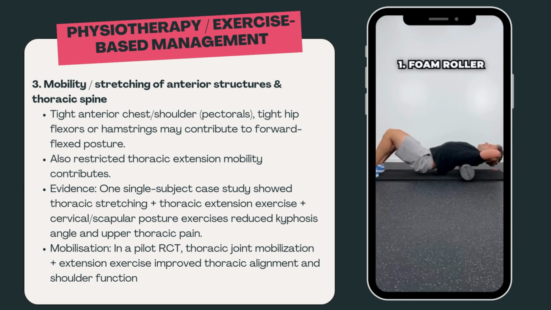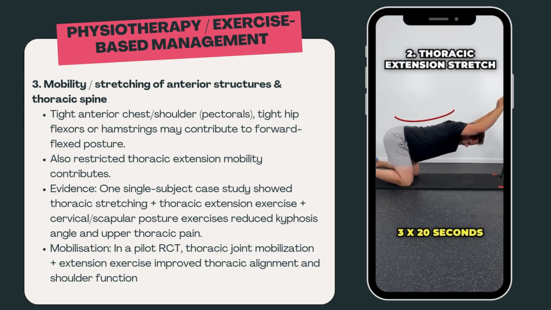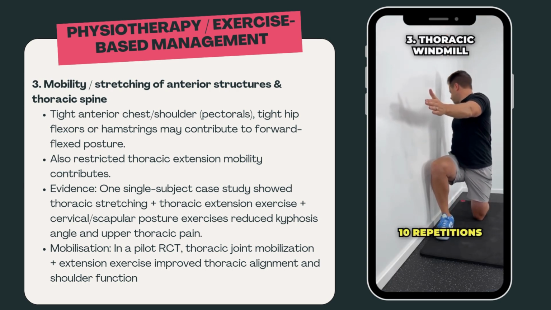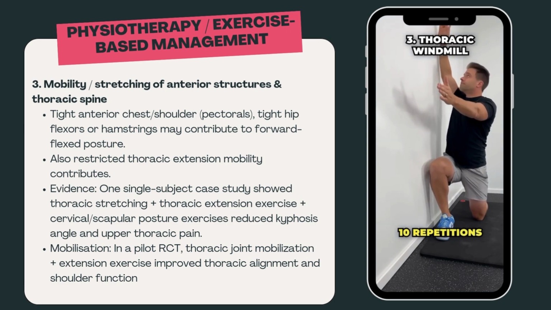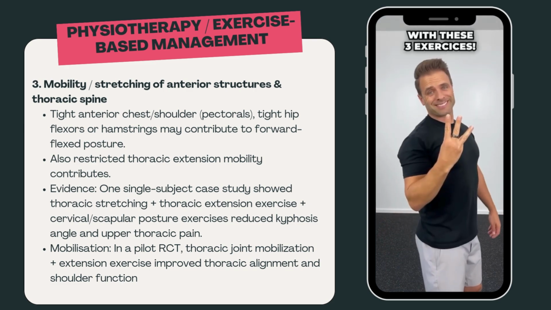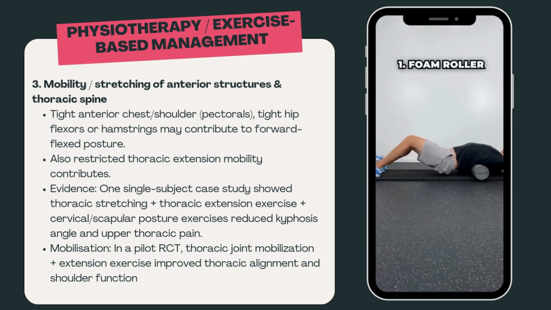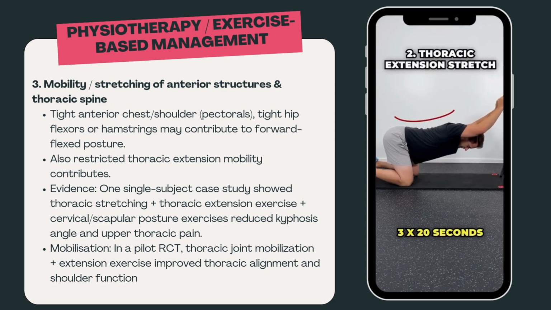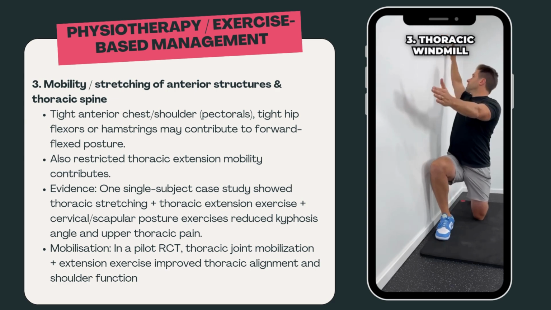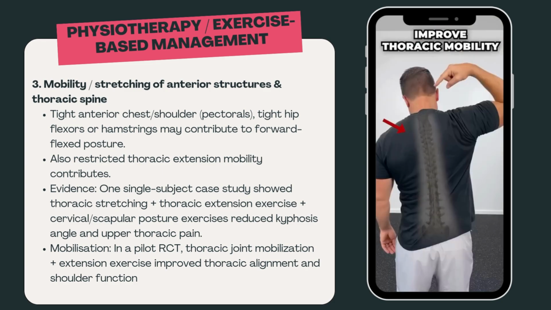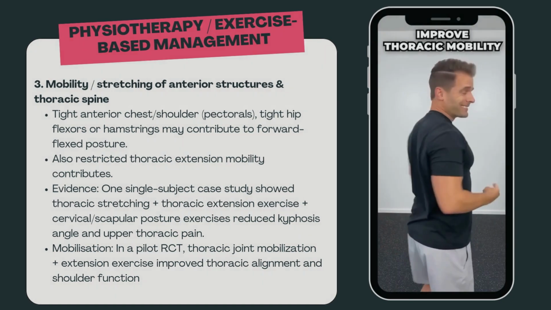Physiotherapy, exercise-based management 3. Mobility, stretching of anterior structures and thoracic spine. Tight anterior chest, shoulder, pectorals, tight hip flexors or hamstrings may contribute to forward flexed posture. Also restricted thoracic extension mobility contributes. Evidence: one single-subject case study showed thoracic stretching plus thoracic extension exercise plus cervical and scapular posture exercises reduced kyphosis angle and upper thoracic pain. Mobilization: in a pilot RCT, thoracic joint mobilization plus extension exercise improved thoracic alignment and shoulder function.